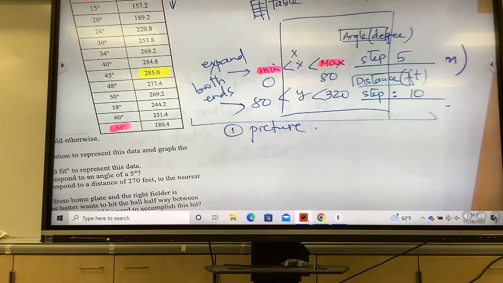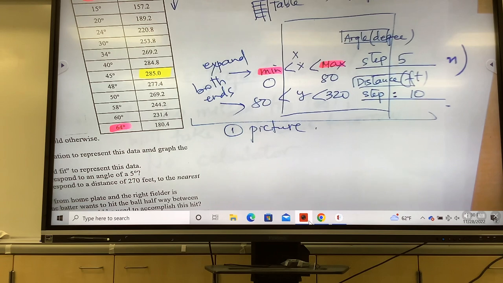Prepare a scatter plot of data. Now look at part A. Look at part A.